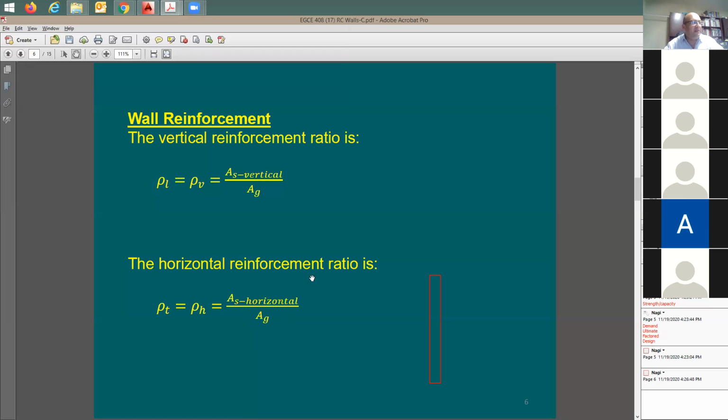What I'm saying is this A sub G is not the same as this A sub G. This is going to be the cross-section area, but in plan. So this is going to be in plan view.